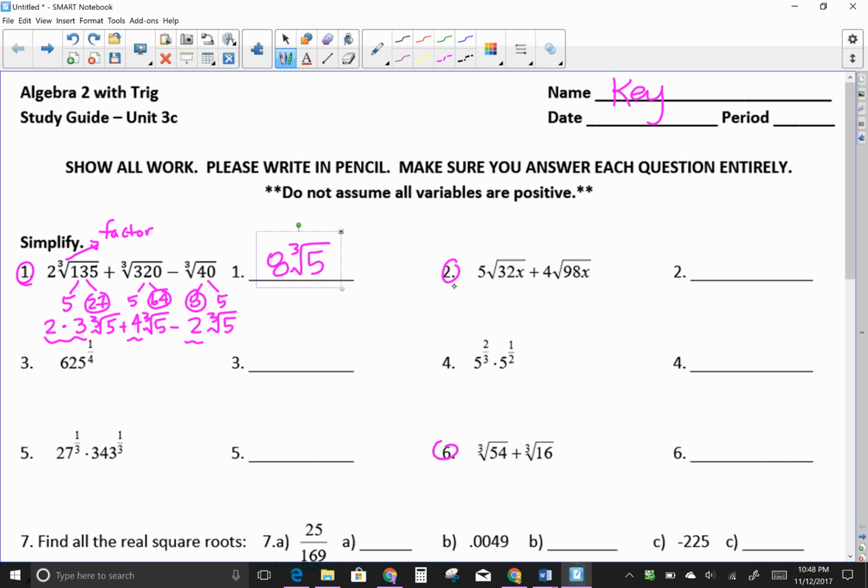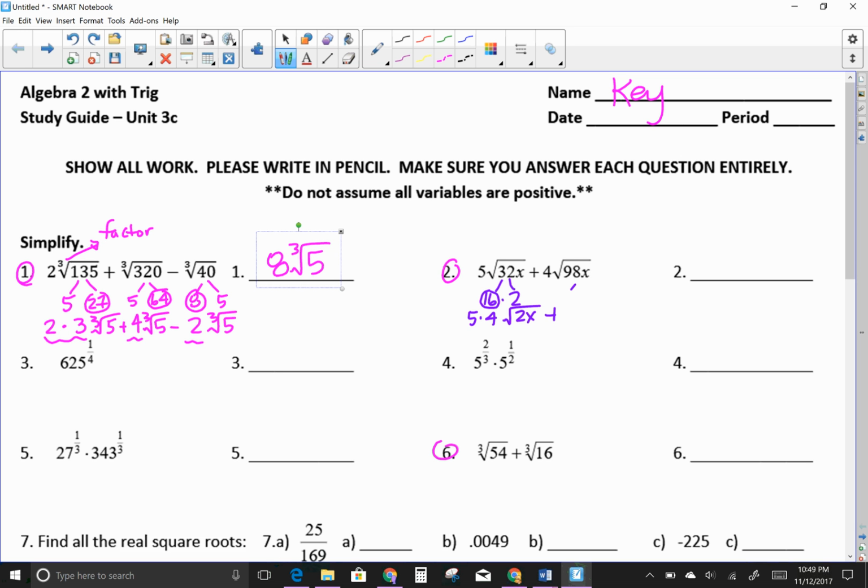Okay, next. These are square roots. They have a variable underneath them, but we start with the number first. And perfect square factors of 32 would be 16 times 2. 16, the square root of 16 is 4. So I'm going to have 5 times 4. And what's left underneath is the 2 and the x.